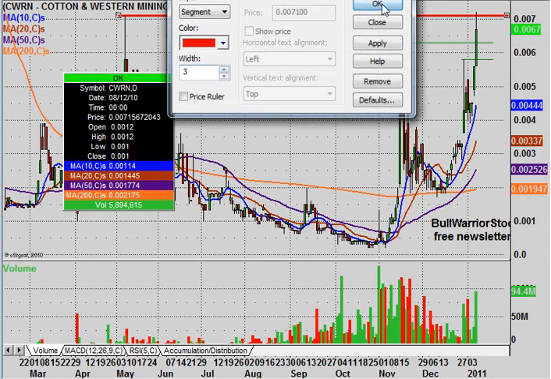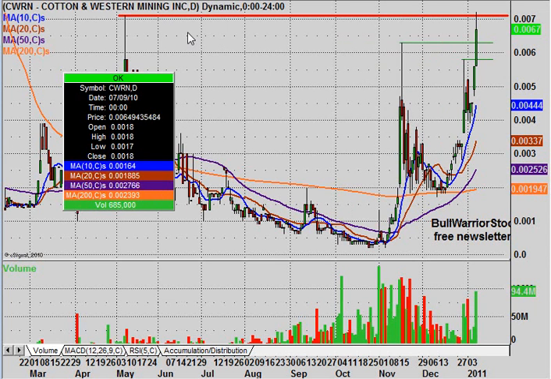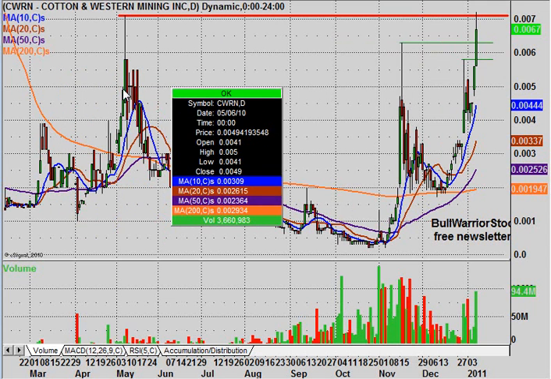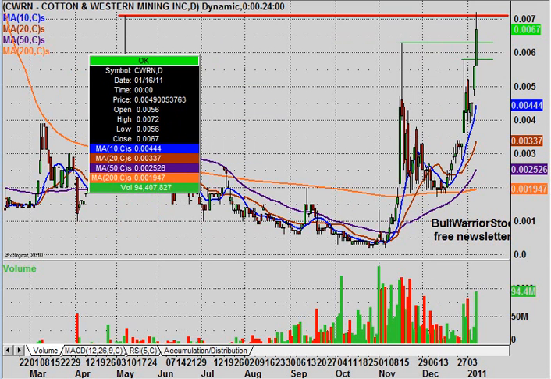I'm going to make this extra thick because this level is going to be a very crucial one. But as you can see, this comes all the way from back here many months ago. But this 0.0071, basically the James Bond level up here at 007, is going to be the next key level of resistance.